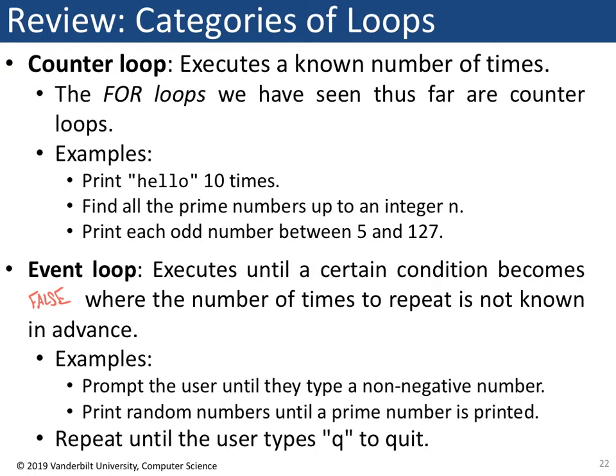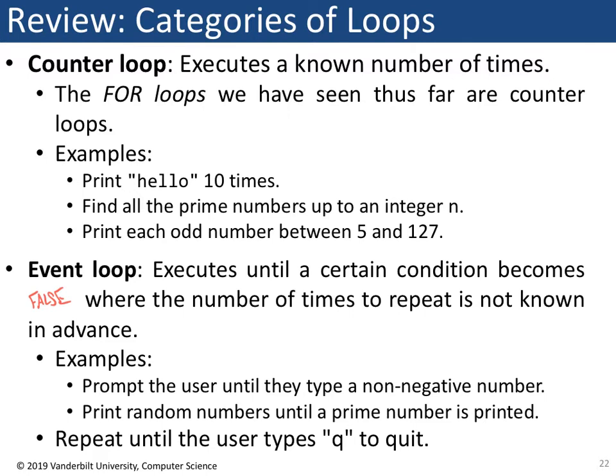So far we've primarily dealt with these counter loops, where we knew how many times, or we were able to calculate how many times we wanted to do something. Examples of this would be if we wanted to print hello 10 times, or find all prime numbers up to some integer n, or print each odd number between 5 and 127. These are count situations where we check every number between 5 and 127, and once we get to 128, we stop. These are counter loops.